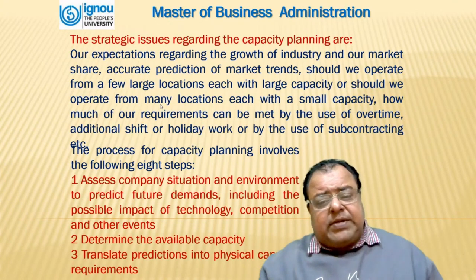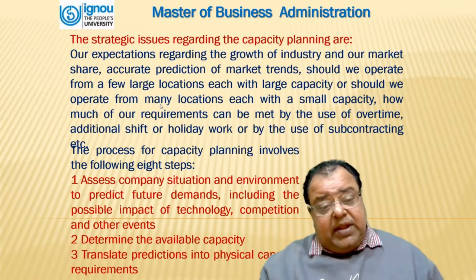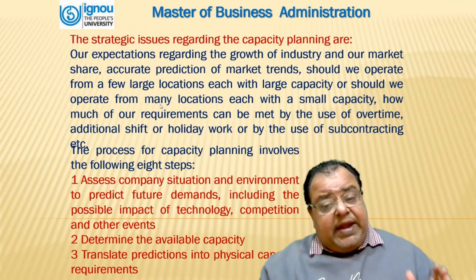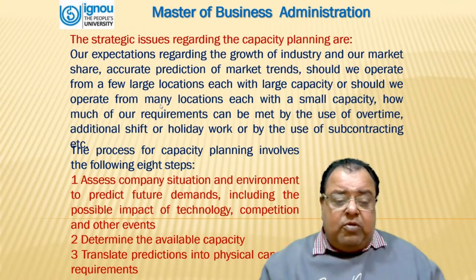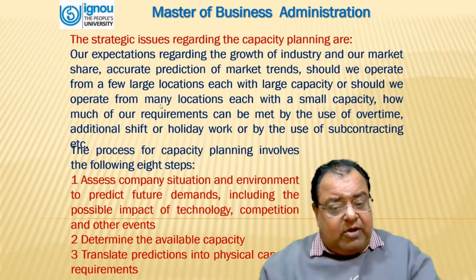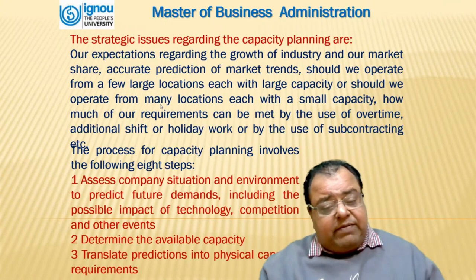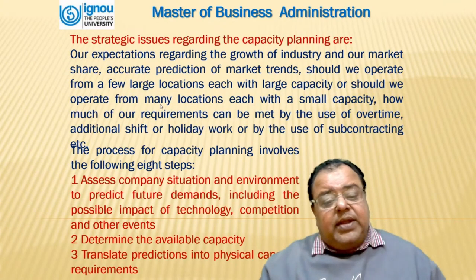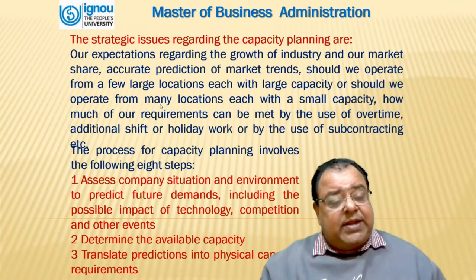The process of capacity planning involves following 8 steps. Number 1, assess company's situation and environment to predict future demands, including the possible impact of technology, competition, and other events. Determine the available capacity. Translate predictions into physical capacity requirements.